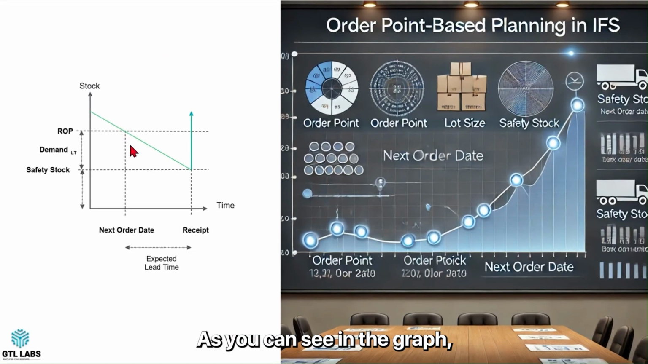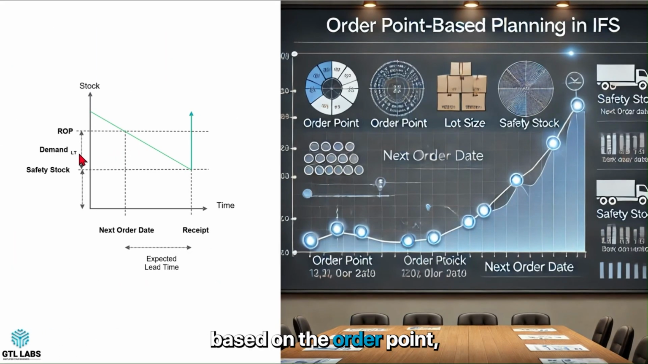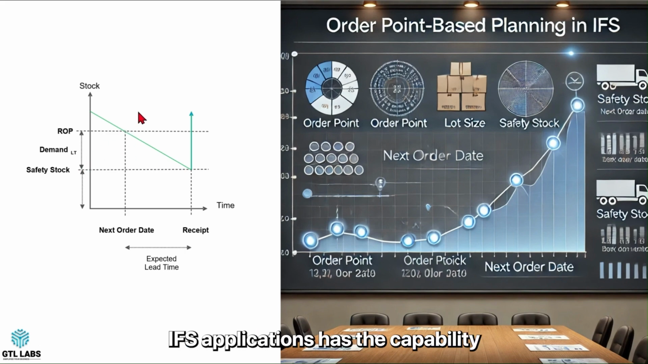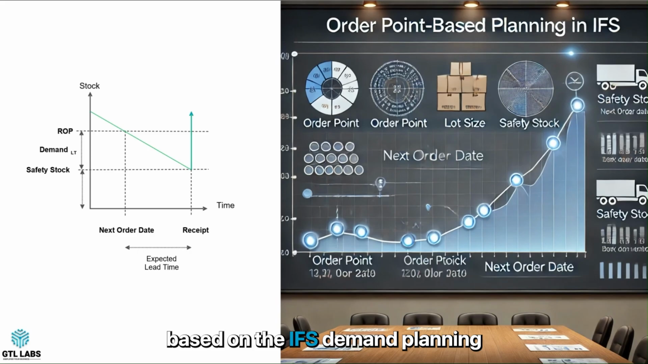As you can see in the graph, order point based inventory planning is primarily based on the order point, lot size and safety stock parameters of a particular inventory part. IFS Applications has the capability to automatically calculate this order point, lot sizes, safety stocks and next order date based on the IFS demand planning, history or yearly predicted information. This process is called IPR, which stands for Inventory Planning and Replenishments.